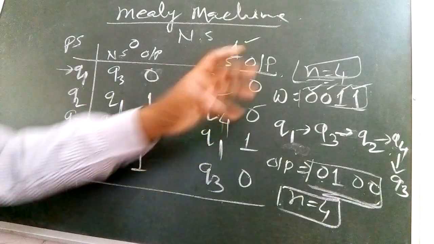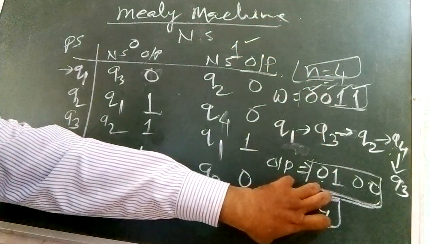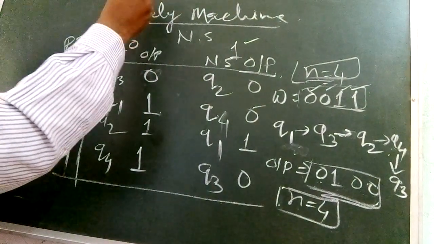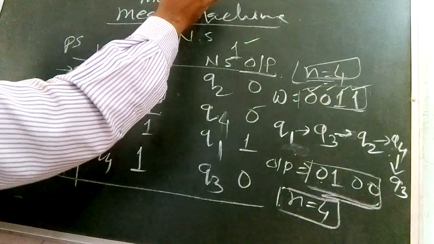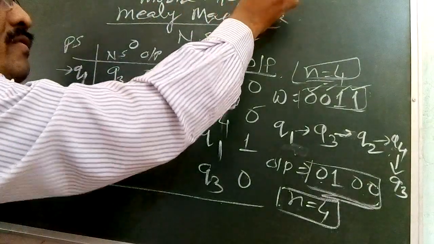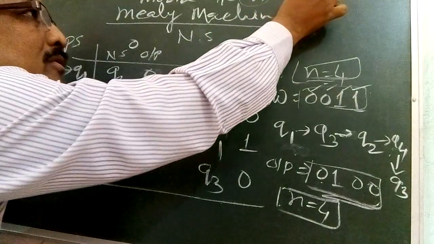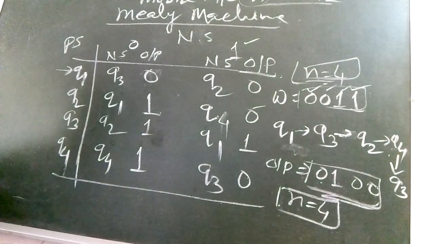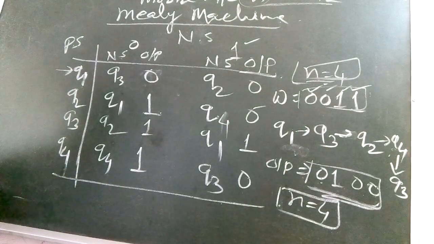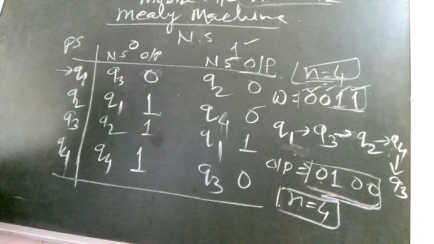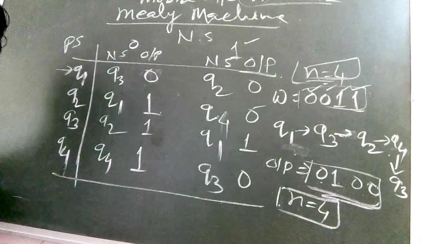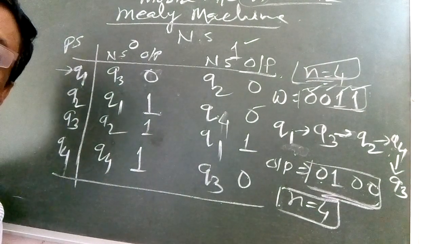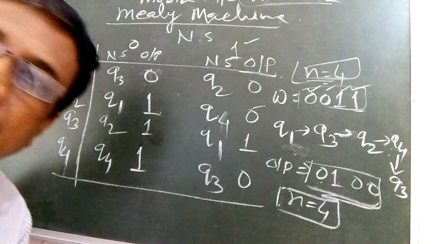In case of Mealy machines, for an input of length 4 the output will be of length 4, and in case of a Moore machine, as you have seen, for input length n the output will be of length n plus 1. Correct. These are the explanations of Moore and Mealy machines. Now you can convert the Moore machine into a Mealy machine, and from a Mealy machine you can obtain an equivalent Moore machine. This conversion will be discussed in the next class.